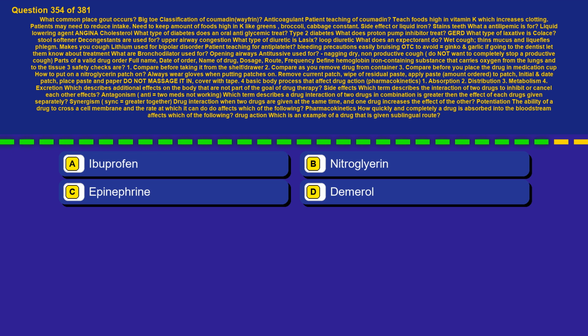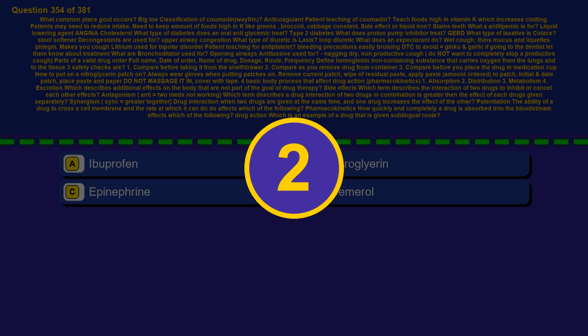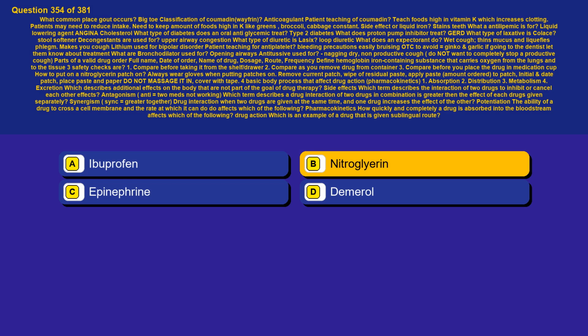Effects of a drug: drug action. Which is an example of a drug that is given by sublingual route? Option A, ibuprofen. Option B, nitroglycerin. Option C, epinephrine. Option D, Demerol. The correct answer is option B, nitroglycerin.